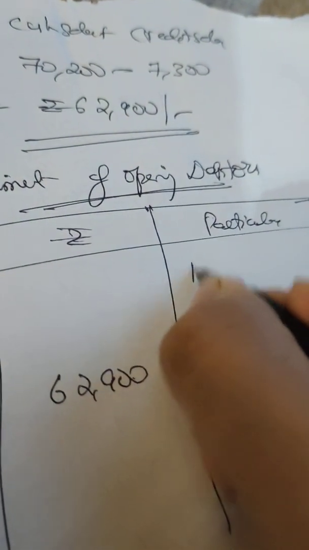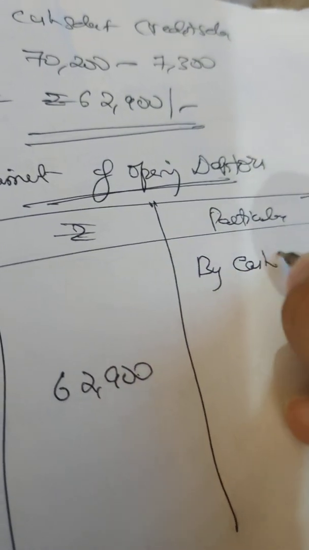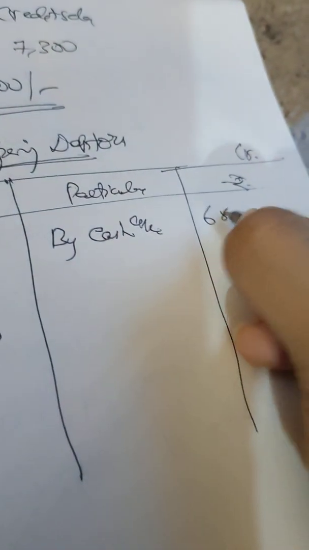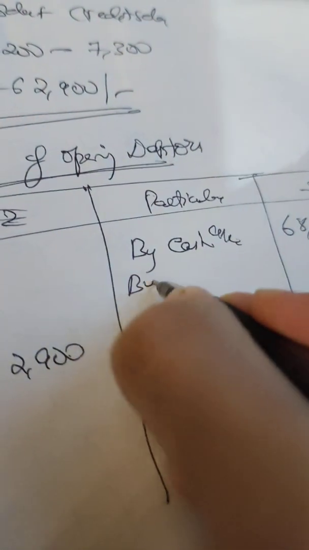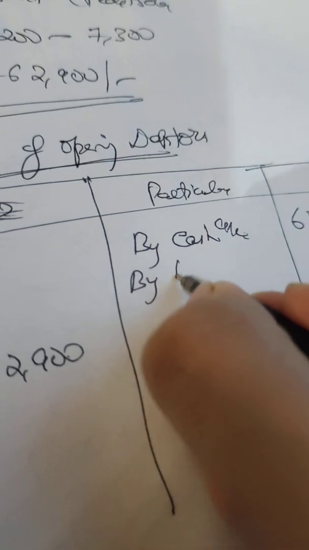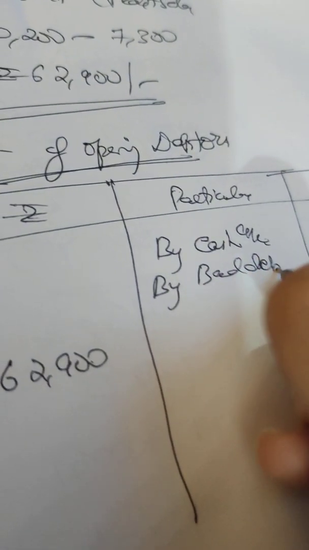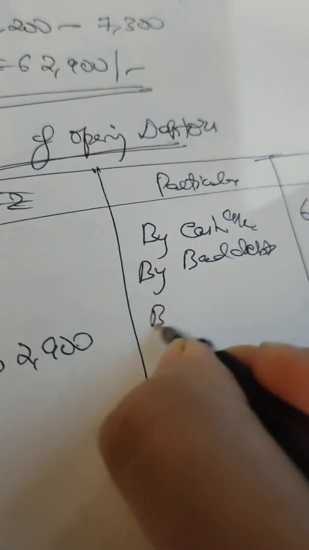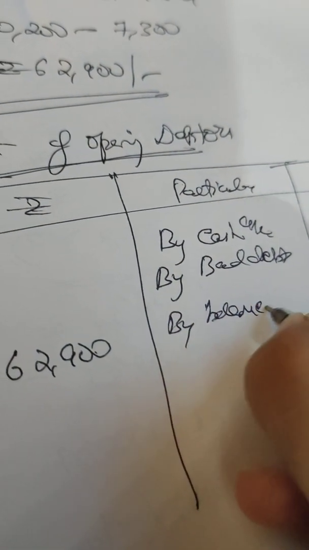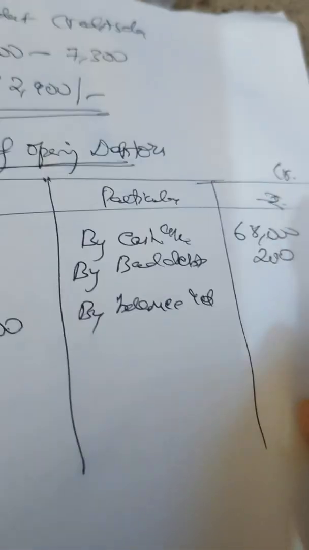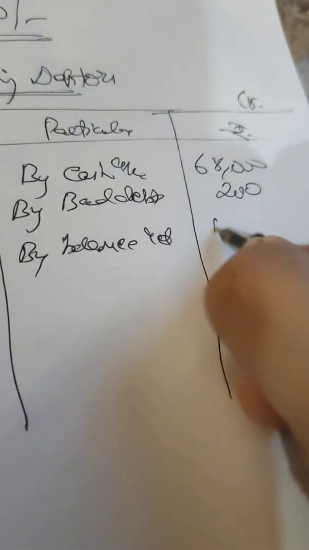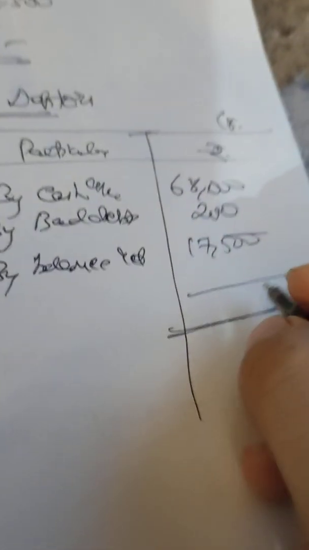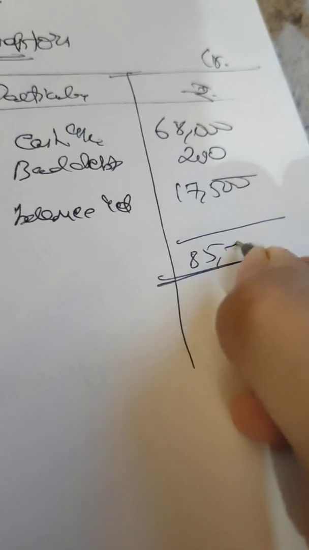Then we have cash, by cash account, that is nothing but cash received, that is 68,000 given in the question. Then discount allowed is not there, just ignore. Bad debts is there, so just write it here. By bad debts, it is nothing but 200 rupees, given in the question. Then we have by balance carried down. We don't have any other item, so this closing value is how much? It is 17,500 given in the question. Okay, just total it up. Now how much is the total we get? 85,700.